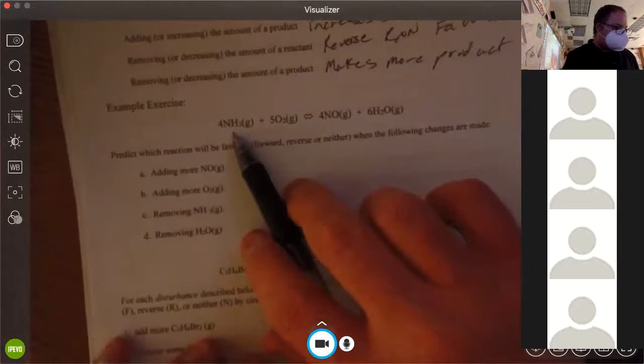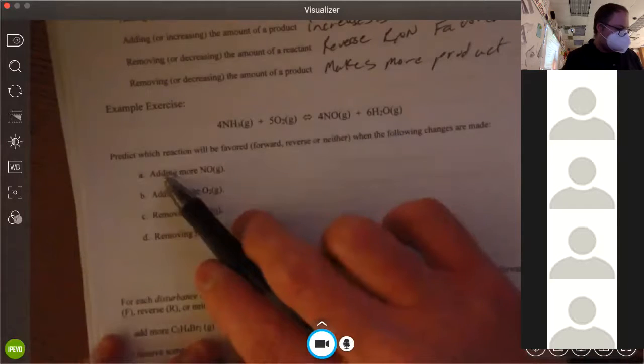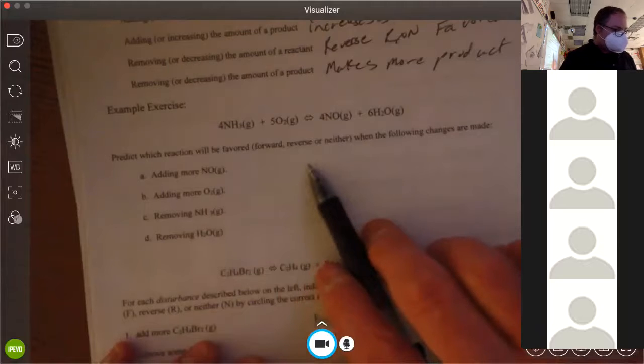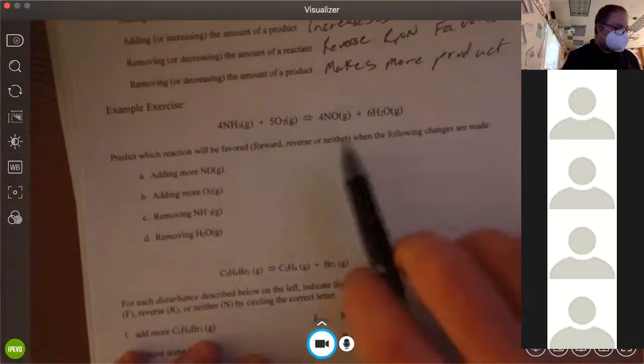Example exercise. So here we have ammonia plus oxygen yields nitrogen monoxide and water. Predict which reaction will be favored, forward, reverse, or neither, when the following changes are made. We add NO.